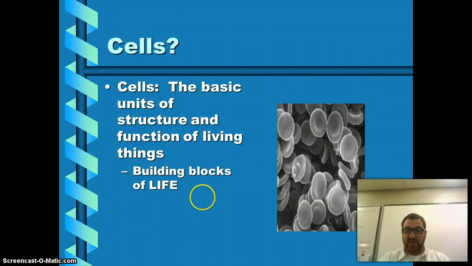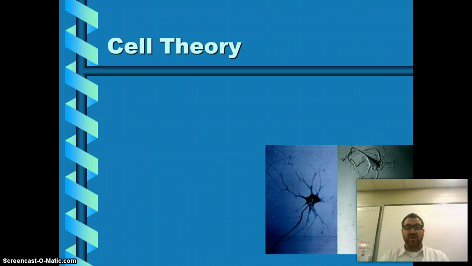As you can see on the right side here, we have a microscopic view of some red blood cells, which are inside of your bodies and help move oxygen from your lungs to basically everywhere in your body that needs it. So without those particular kinds of cells, we wouldn't be able to survive here. Which leads us to the cell theory.